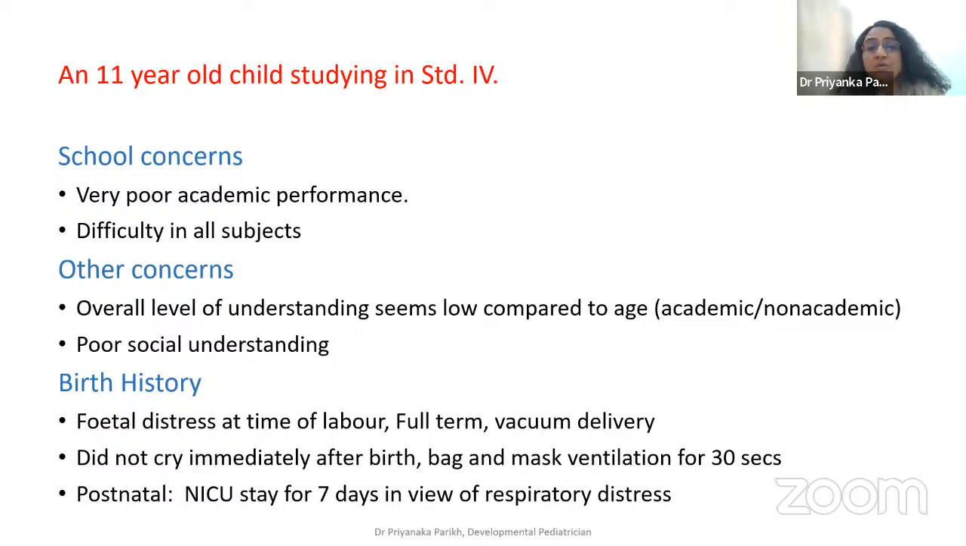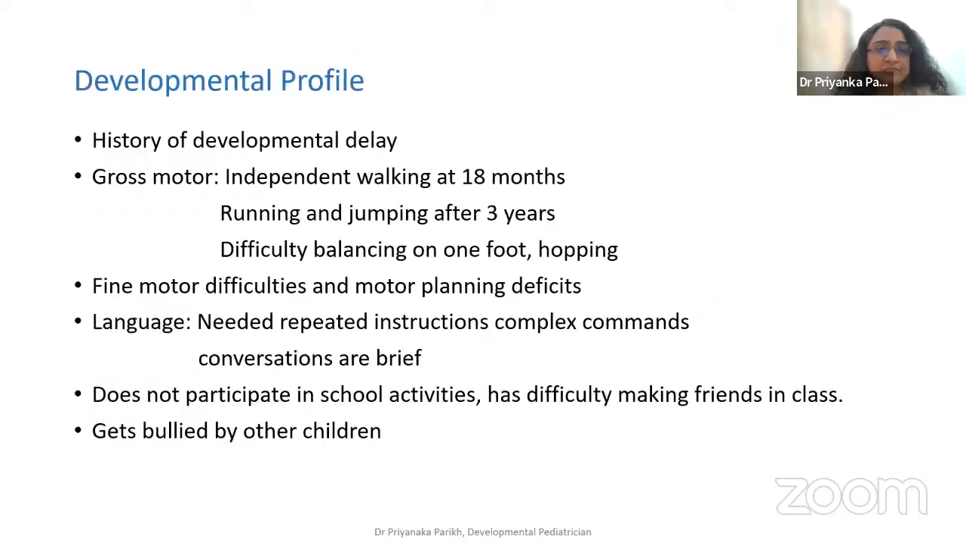Now, going back to the history of this child, the child was born full term, but there was fetal distress at the time of labor and needed a vacuum assisted delivery, had not cried immediately after birth, and also needed resuscitation and a period of ICU stay for the respiratory distress and the events around the birth.